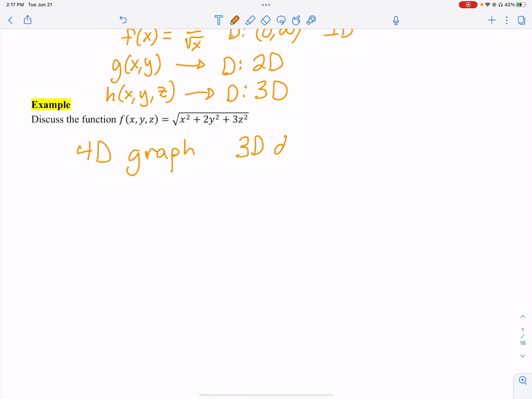And then 3D domain. So that means when I find my domain, I'm going to find a set of x, y's, and z's that work. It's going to be some surface, some picture that I can pick any triple coordinate out of that surface, and it will be part of the domain.